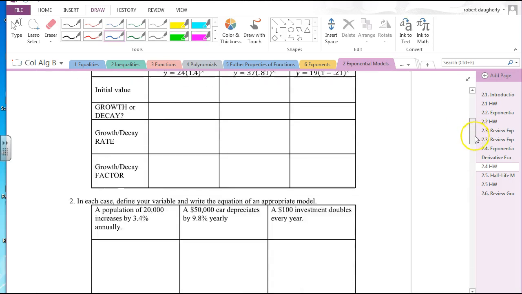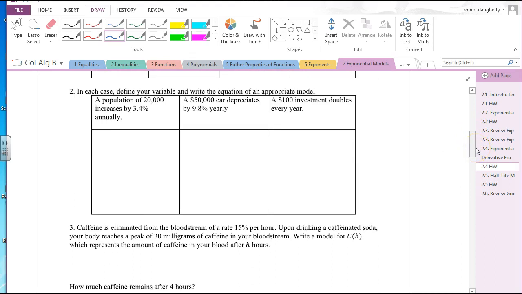And then from there, you'll just see models of things that you need to figure out. So write an equation of a model that says population at 20,000 that goes up by 3.4% per year. A $50,000 car that depreciates 9.8% yearly. A $100,000 investment that doubles every year. What does it mean for an investment to double? What percent is that?